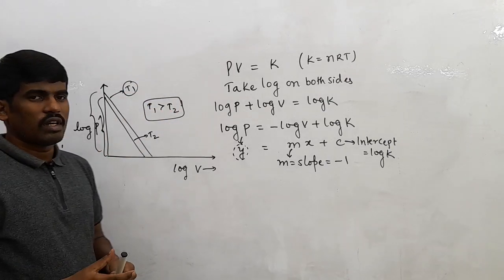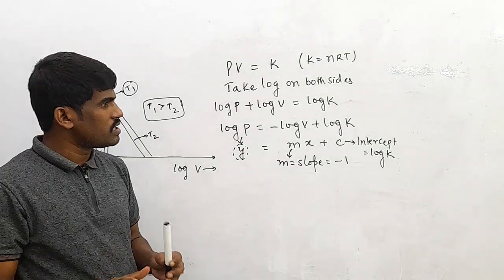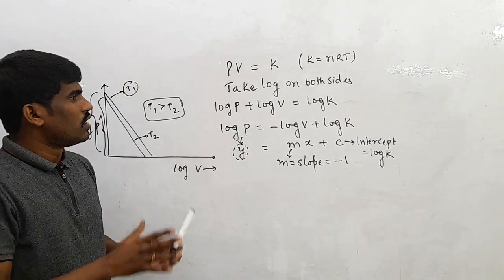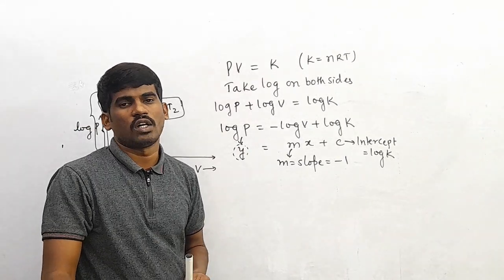So like that, various graphical representations can be given based on Boyle's law. All of these graphs come under Boyle's law, that is going to form part 1 of the states of matter.